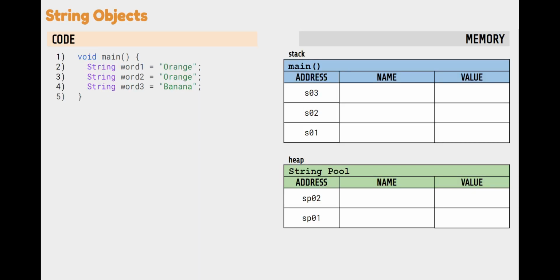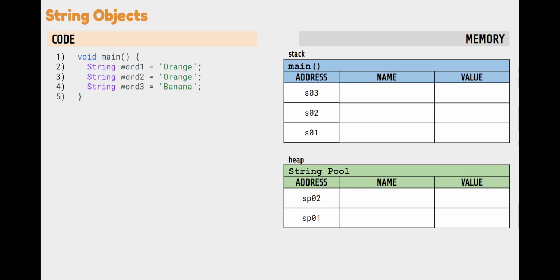You can see in our code, we are declaring three strings, word1, word2, and word3. We are assigning word1 the string literal of orange. When the computer sees this, it looks to see if it already knows the word orange. Now in the heap memory, the computer has a special place for strings called the string pool. So it will look in that string pool to see if it knows the word orange.